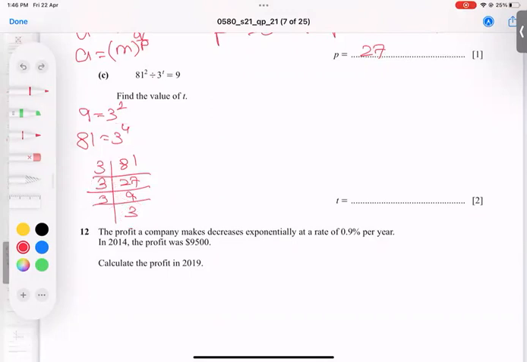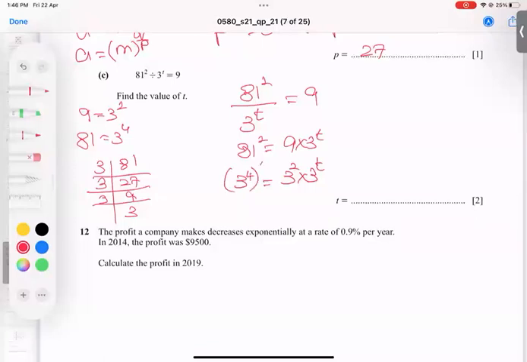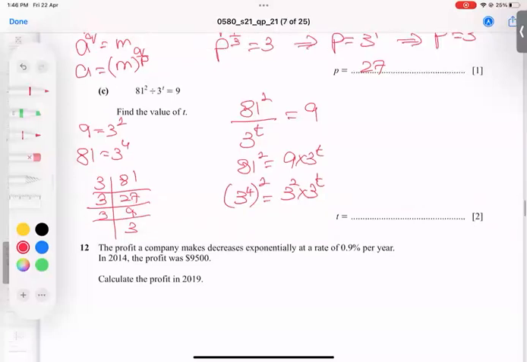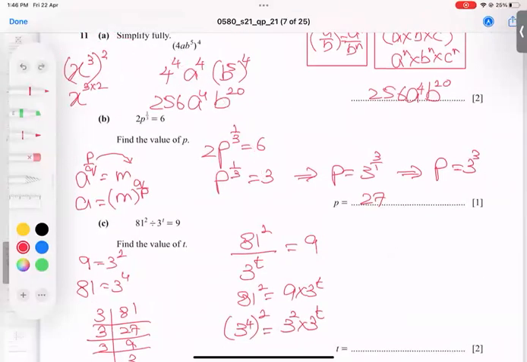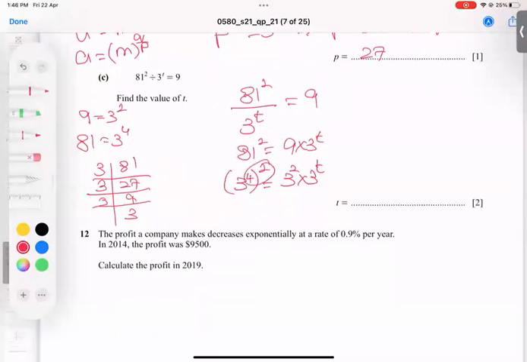So I'm replacing. Actually first I'm writing 81 to power 2 divided by 3 to power t equals 9. The second number I can multiply on the other end. So it becomes 81 to power 2 equals 9 into 3 to power t. Now I can replace it. 9 is 3 to power 2, and 3 to power t, and this is 3 to power 4, but outside 2. So power to power, I said before, they multiply. I mention the top here. Power to power, multiply. So 3 fours are 12. So 3 to power 12.